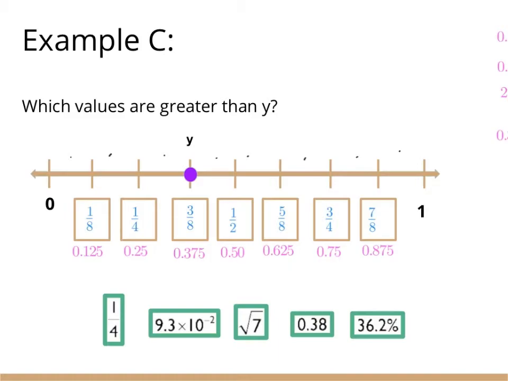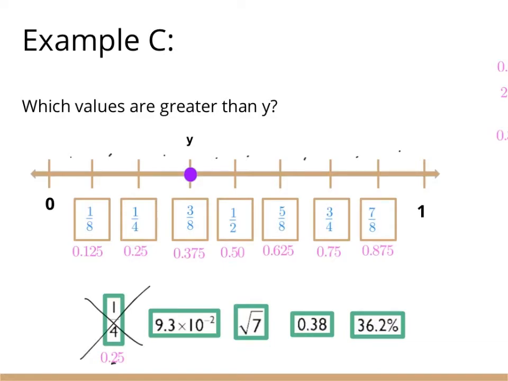So I'm going to start by turning 1/4 into a decimal. I've got 1 divided by 4. That's going to give me 0.25. Is 0.25 bigger than 0.375? I don't believe so, because the 2 is smaller than the 3, so that is not a correct answer. I can move on to the next one.